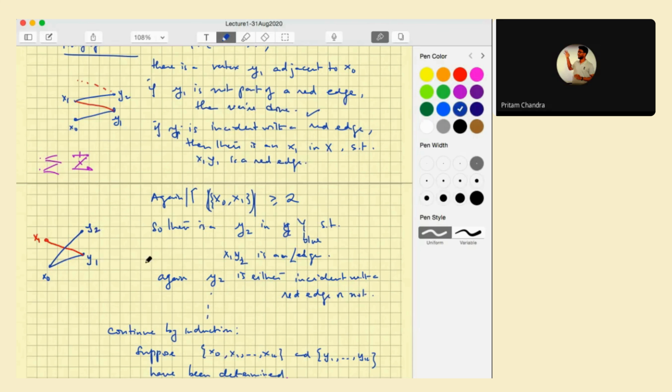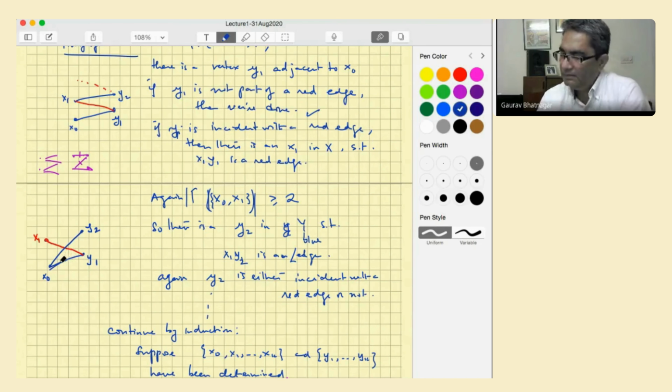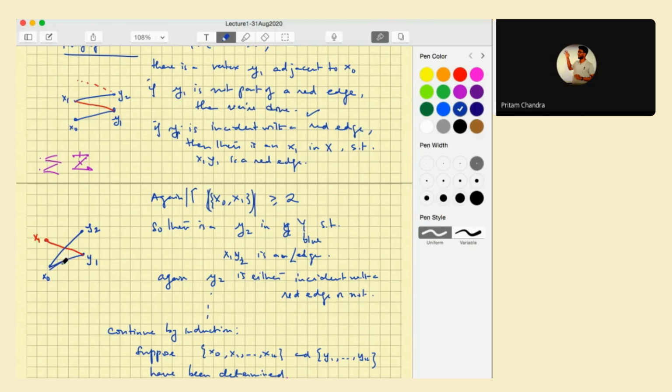And Professor, how are you sure that it has to be blue? Because y2 can be, yeah, this has to be blue. Yeah, sorry. I mean, there has to be something other than this guy. So what we want to show is that there is something other than this guy, right? I mean, other than what has already been covered. So, Professor, we want a blue edge from x1 to another y which is in the matching.